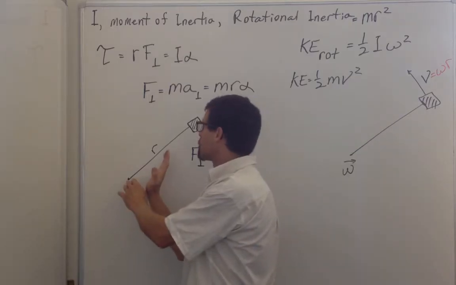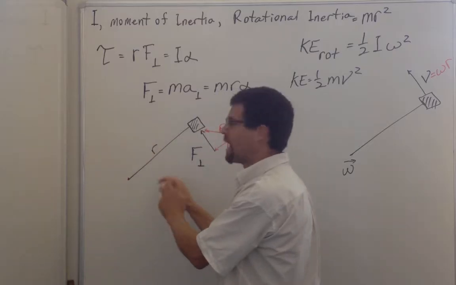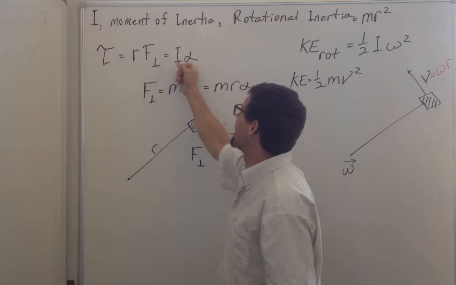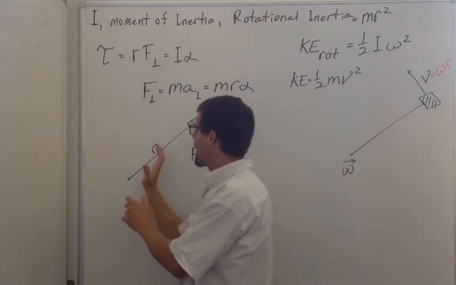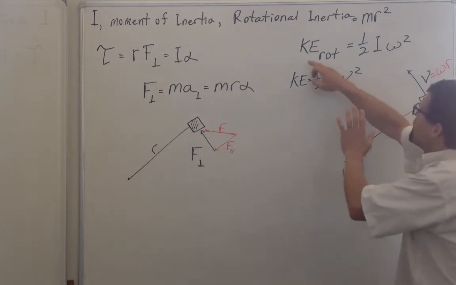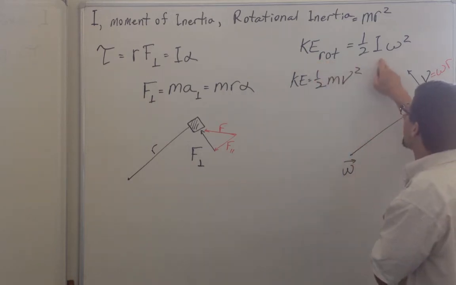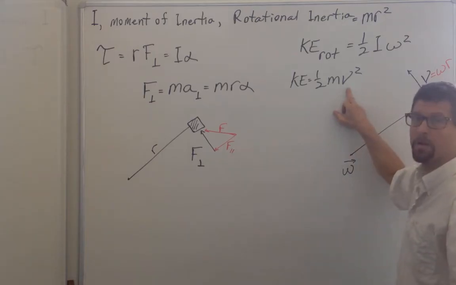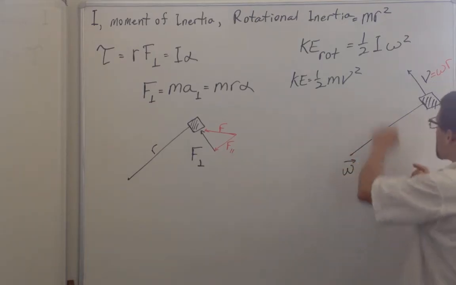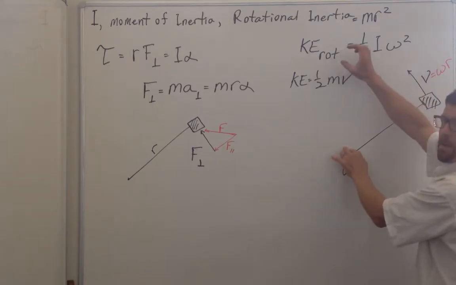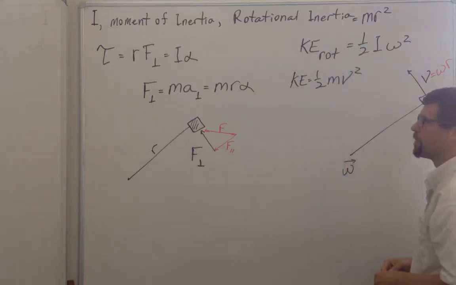If I'm trying to rotationally accelerate something, I need to put a torque on it, and I gave you torque is equal to I times alpha. I put a torque on it, it's going to accelerate. I also say that the rotational kinetic energy is 1/2 I omega squared, just like 1/2 mv squared, where if something is rotating around, I know there's kinetic energy because a mass is moving with some velocity v.